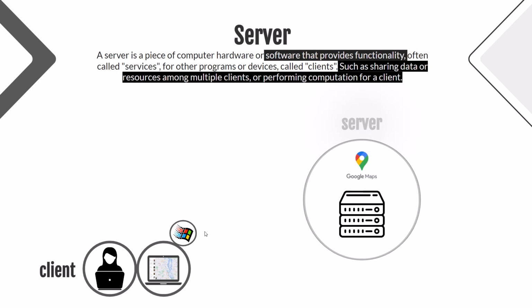Just kidding, sorry. The server has an operating system as well. It can be the Windows operating system, but most likely it will be Linux. Anyway, the operating system will do for the server the same as it does for you. It provides the ability to process, operate, and manipulate data, and run one or more programs, as it is said in the definition. A server is a piece of computer hardware or software that provides functionality, often called services, such as sharing data or resources among multiple clients or performing communication for a client.